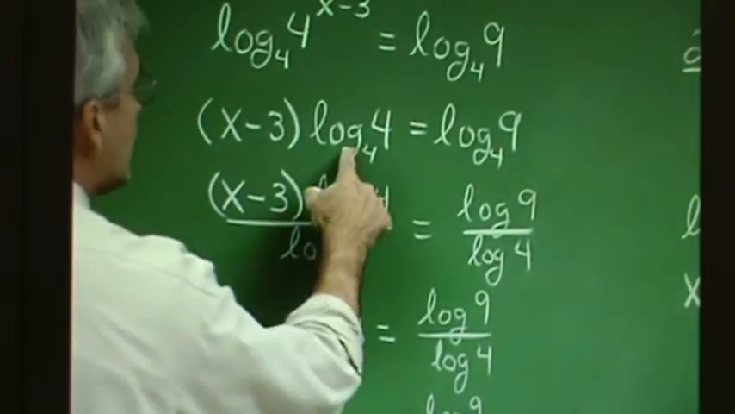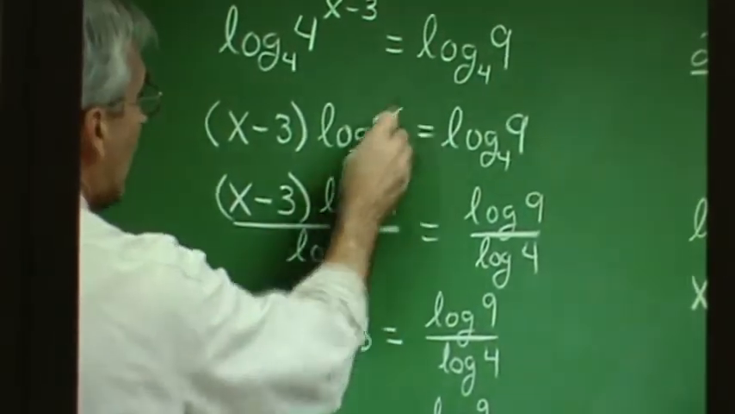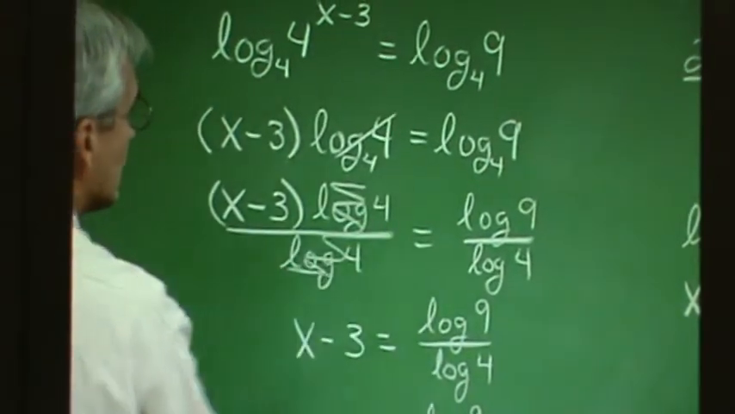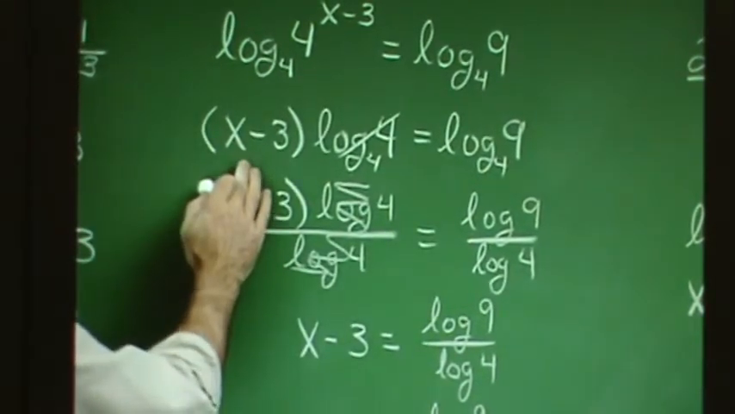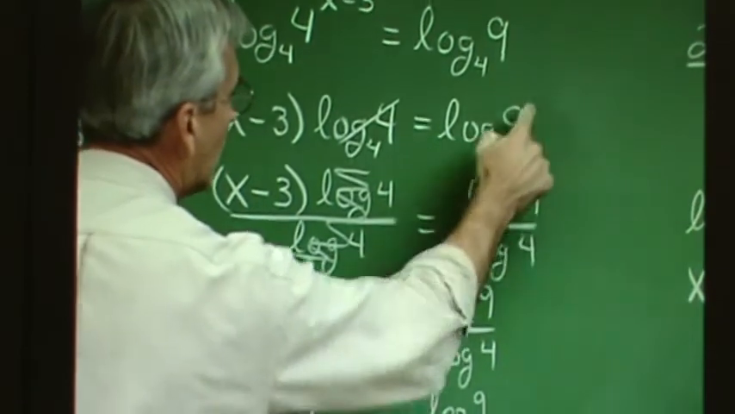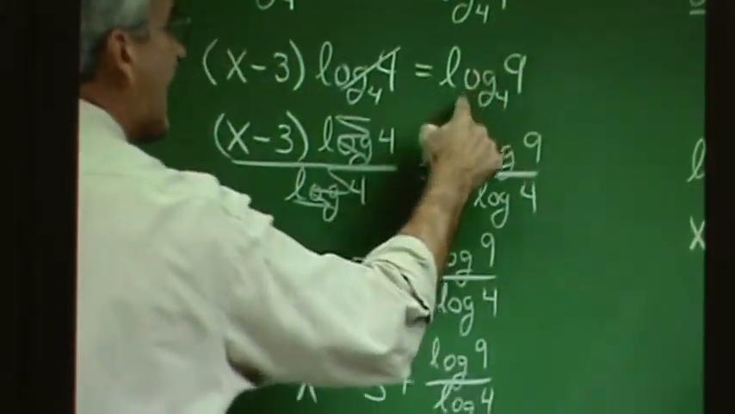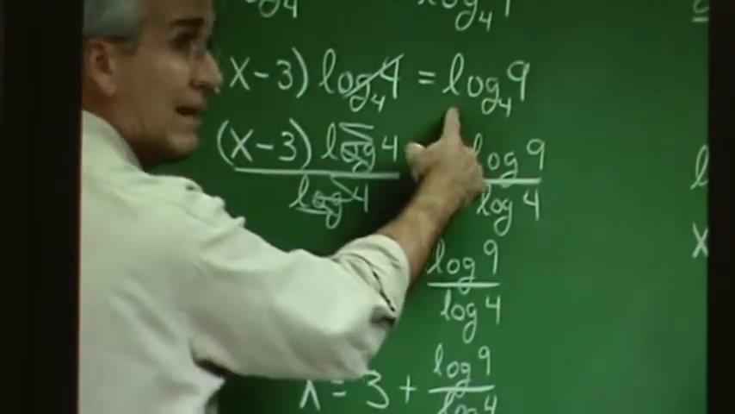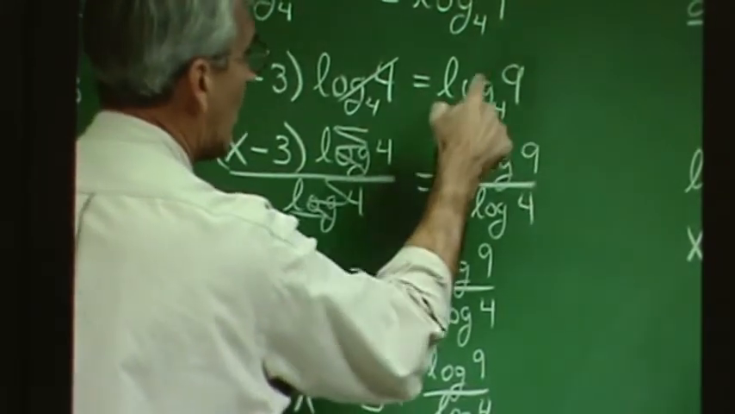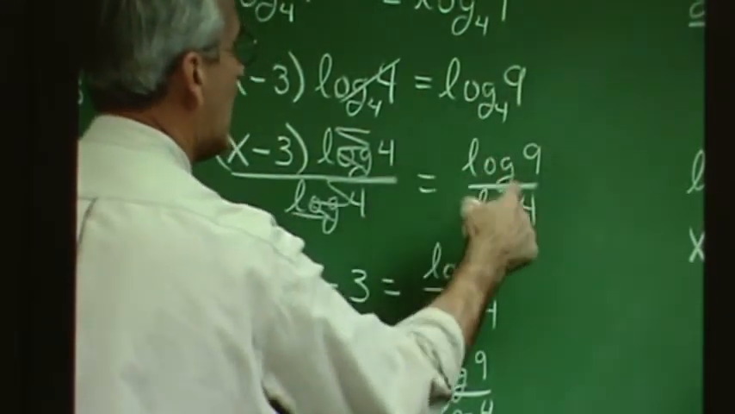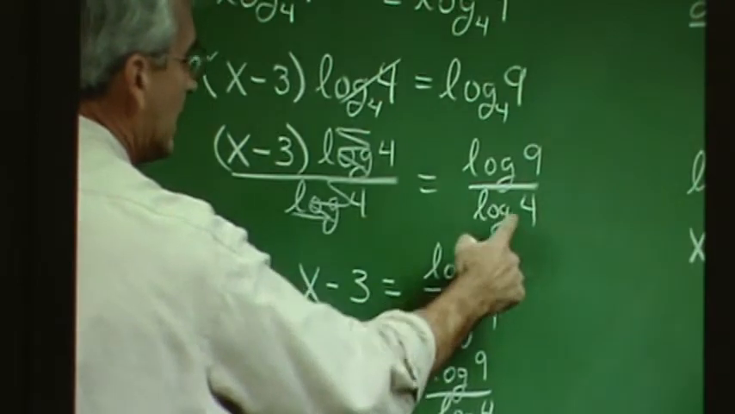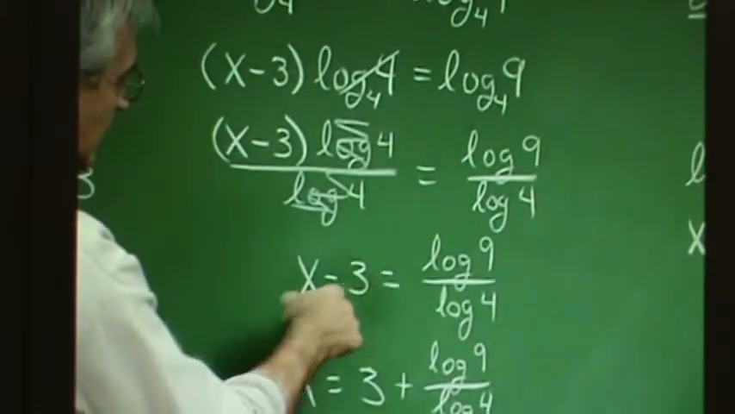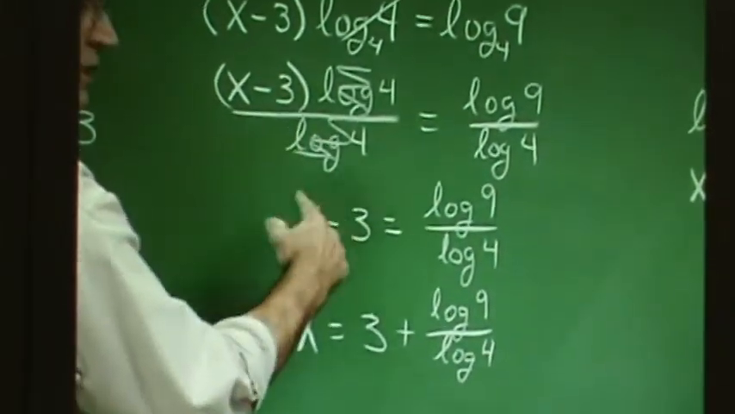Now, this would indeed become 1. So this would go out, and we'd have no need for all this business. So we'd have x minus 3 equals log 9 in base 4. But what would we have to do to evaluate this? We would have to go through change of base, you see. So we would still have to write this as log 9 over log 4, and then we would evaluate it and add the 3 on both sides, just as we did before.